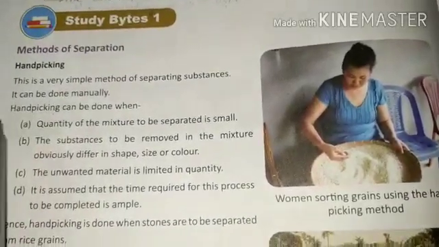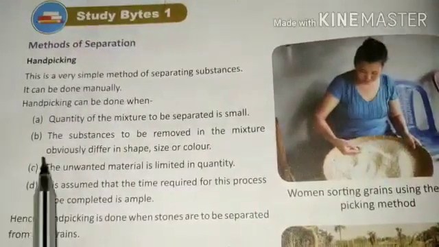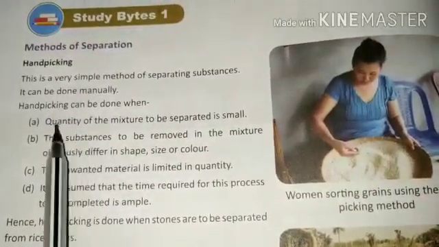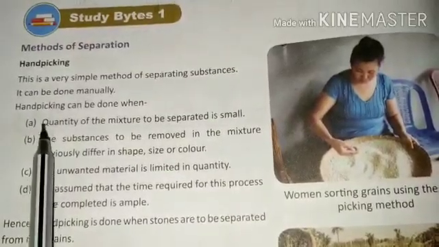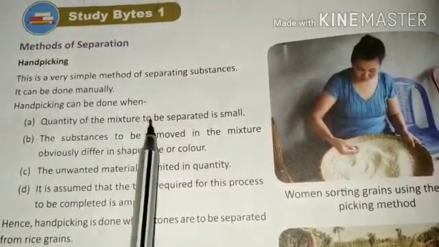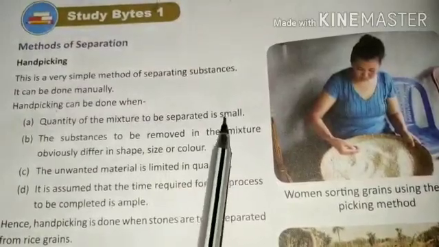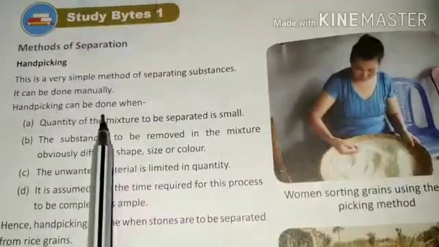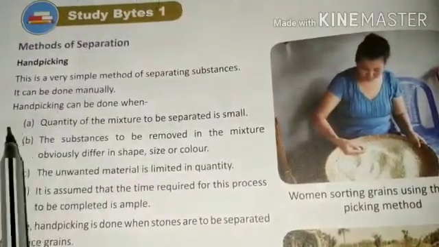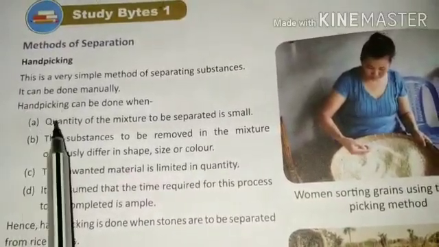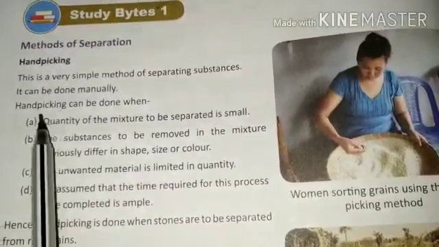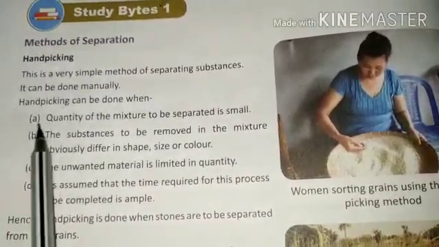Now we are going to discuss the conditions under which hand picking can be done. First point, the quantity of the mixture to be separated is small. That means hand picking is a process which can be done if the grain or whatever material you have, which has to be hand picked, is in a lesser amount.